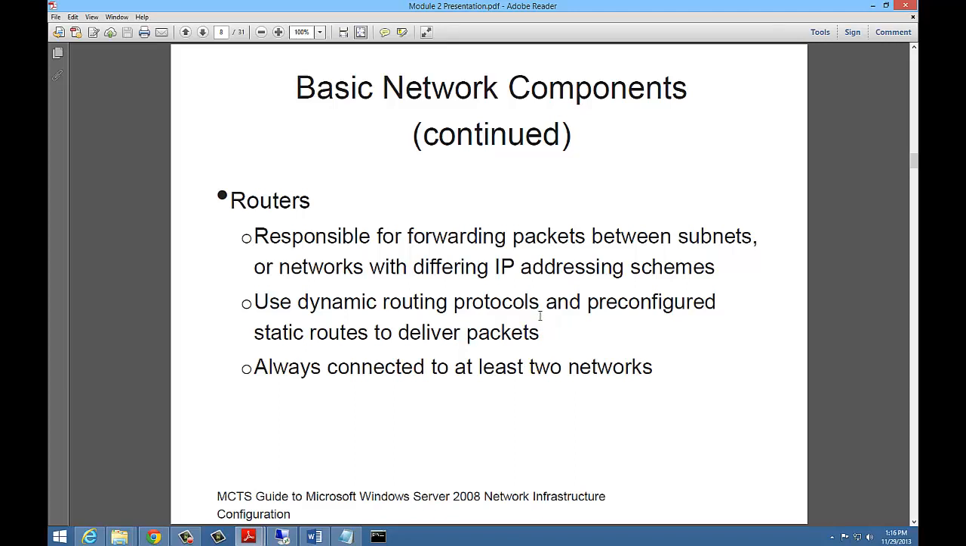In one network, it might be 10.1.0.0. In another network, it might be 10.2.0.0. So they have to be on different subnets in order for a router to route those packets between them. Whereas a bridge or a switch can only send data if they're on the same network, such as you have to be on 10.1.0.0 on one side and 10.1.0.0 on the other side. So that's the same network. Routers only do it on differing networks.